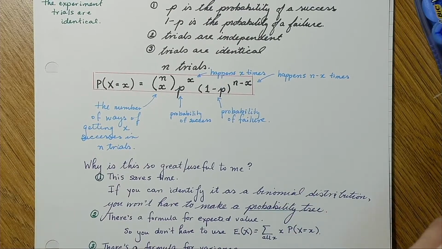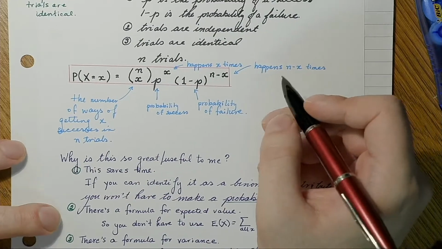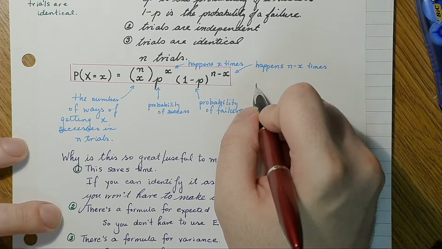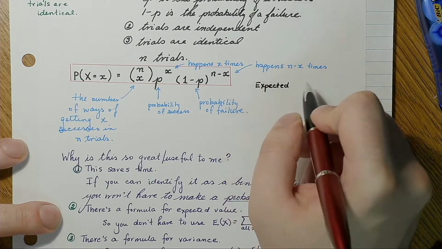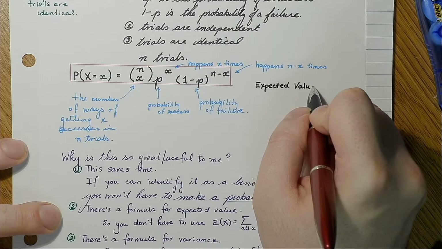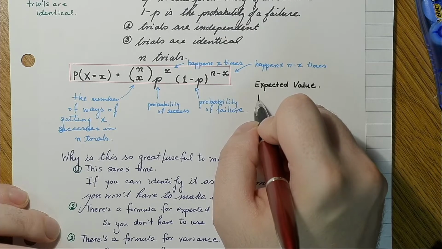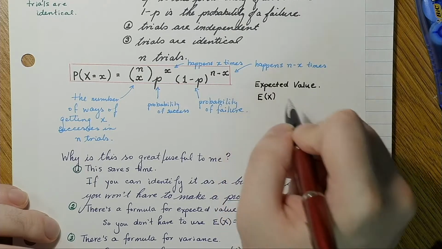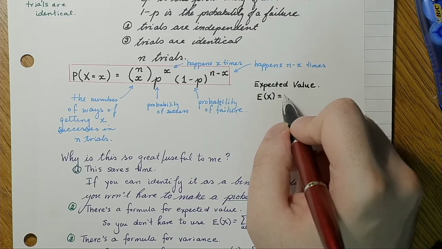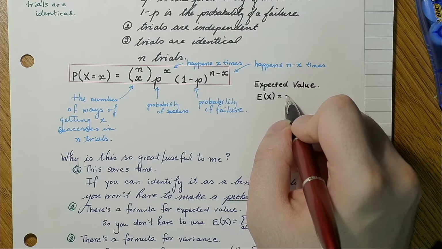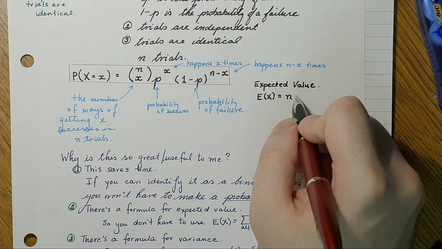So you're probably wondering, okay, tell me what the expected value is then. Here's the expected value. It's the number of trials, so n, times the probability of success.